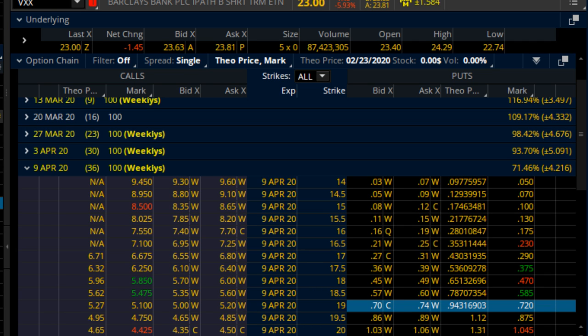The risk in the calendars is if stuff moves straight down, way down past the strike, then it's not going to be so great for you.